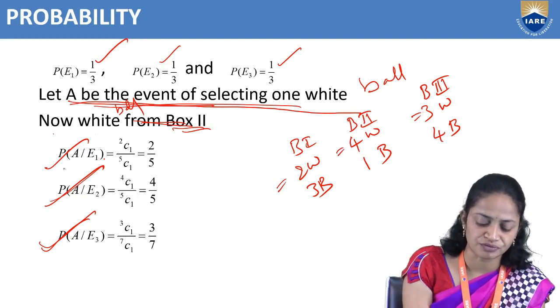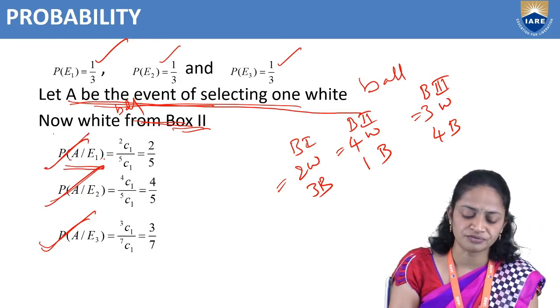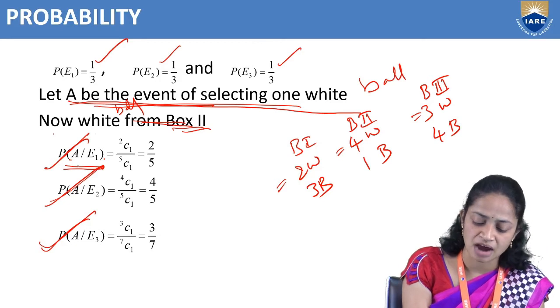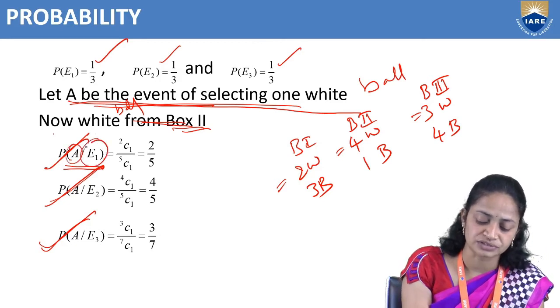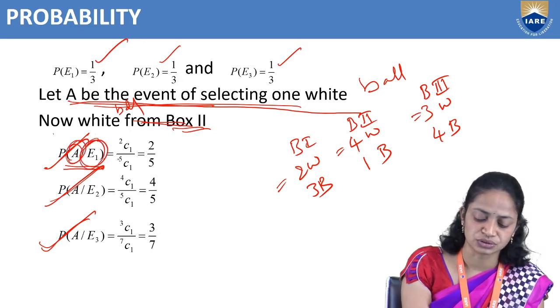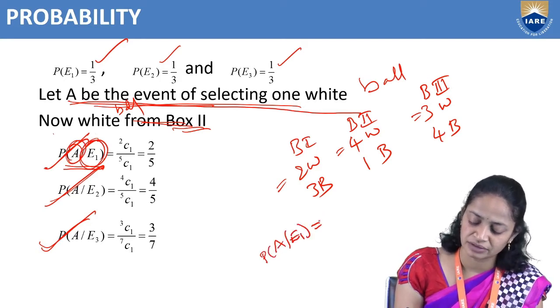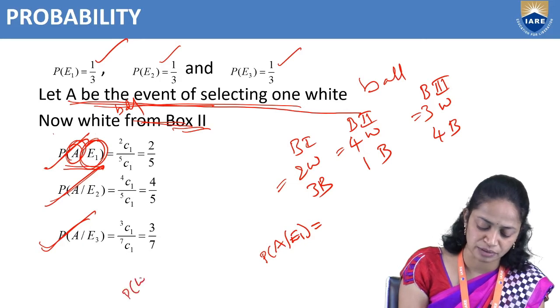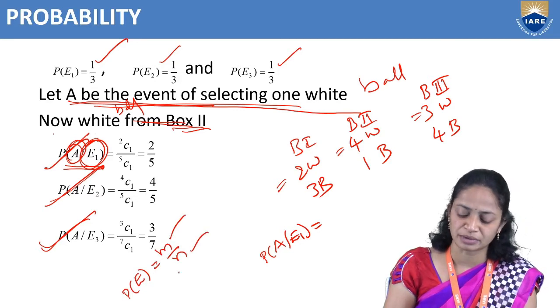So here we need to find probability of A given E1. That means we have to select a white ball from box 1. What is the probability definition? Actually, the probability definition is P of E equals M by N, where M is the number of favorable events divided by N, the total number of events.